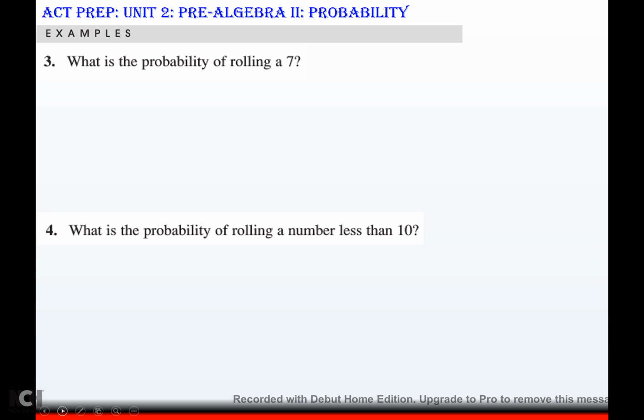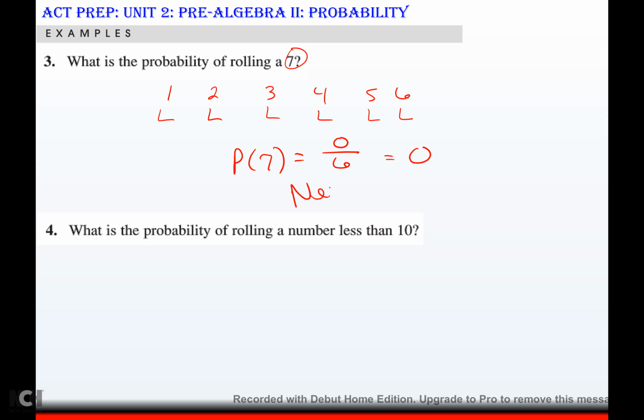Alright, what is the probability of rolling a 7? Well, again, your possibilities on a die are that it comes up a 1, a 2, a 3, a 4, a 5, or a 6. There's only 6 sides. So the probability of rolling a 7: nope, loser, loser, loser, loser, loser, loser. There's no chances of rolling a 7 out of 6. 0 divided by anything is 0, which means this event can never happen. It's impossible to happen. There's no 7 on the die.